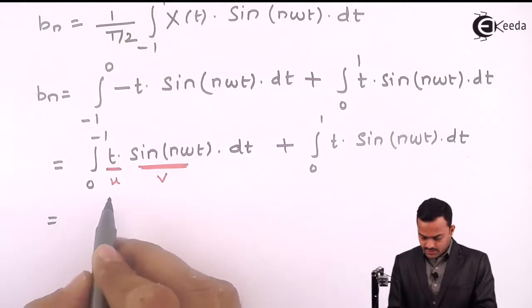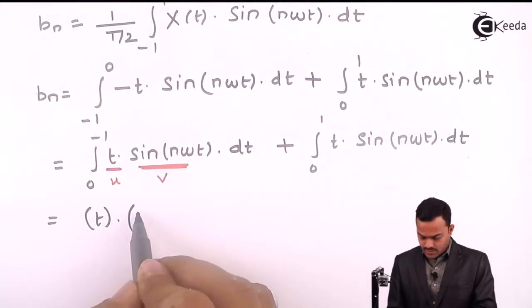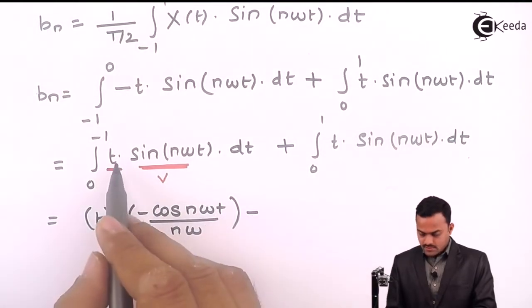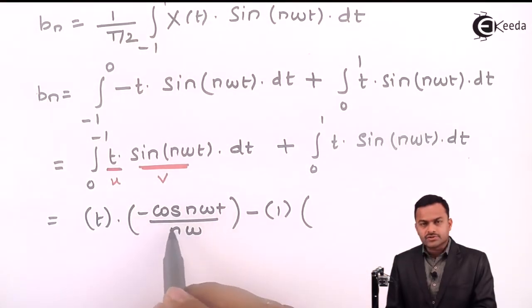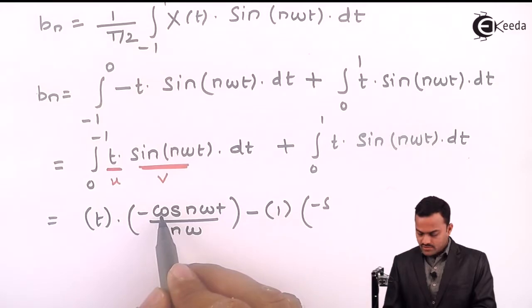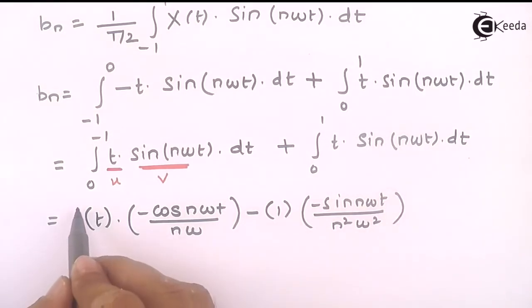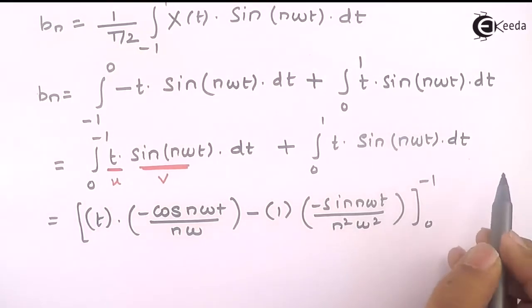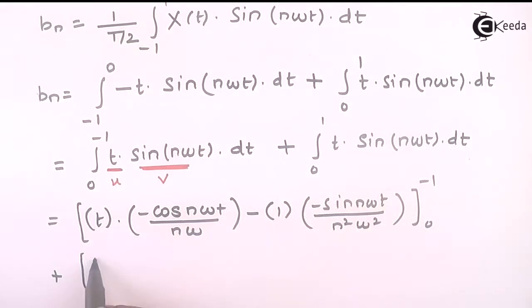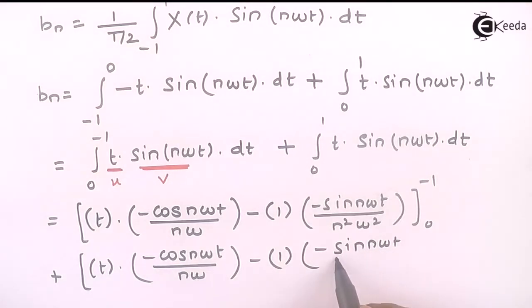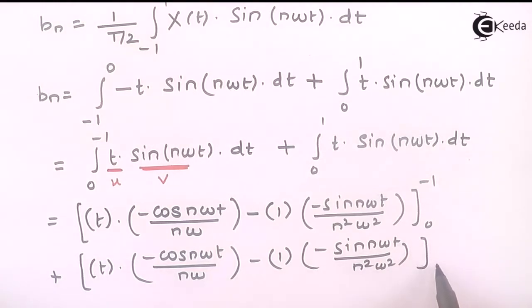So if I use u into v, I will get, first, as it is, integration of sine is minus cos, minus derivative of t is 1, and integration of this is minus, will as it is, and cos will become sine upon n square omega square, and the limits 0 to minus 1, plus same way over here, so t minus cos n omega t upon n omega, minus 1 as a derivative, minus sine n omega t upon n square omega square. Limits are from 0 to 1.